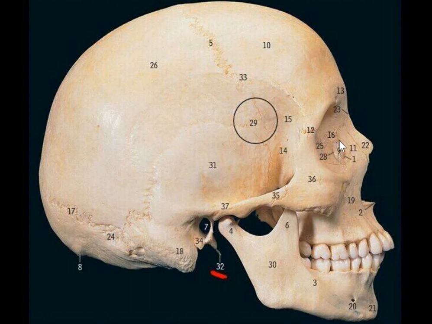Let us go to number 10. This is the frontal bone. Number 11 is the frontal process of the maxilla. Number 12, connecting the frontal and the zygomatic bones, is the frontozygomatic suture. This is the one.